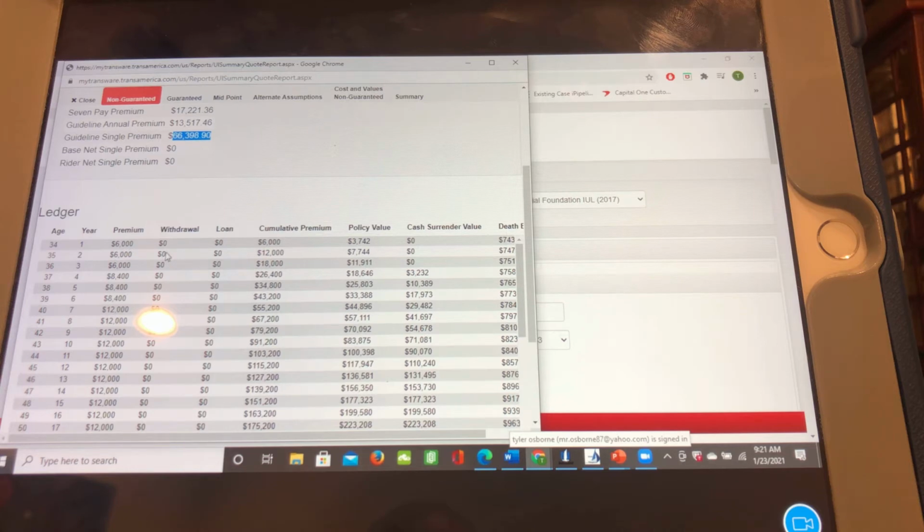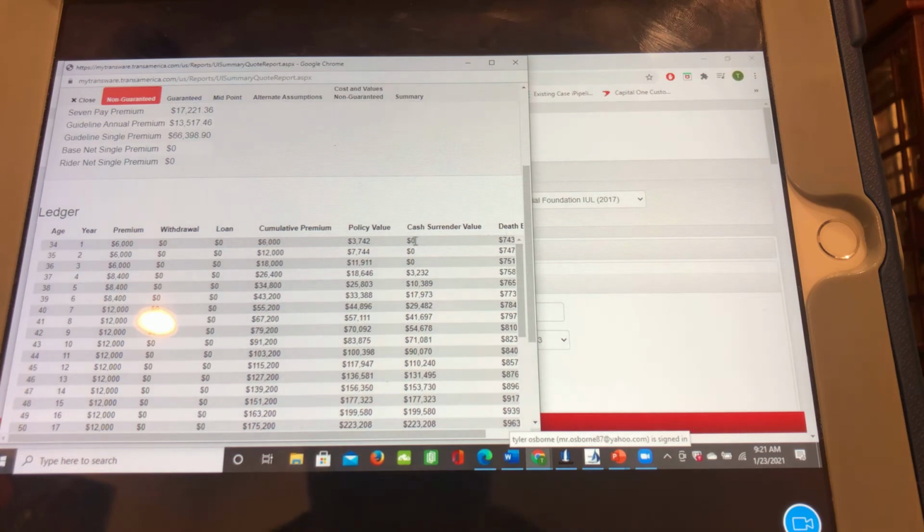So all right, we got here the $500 a month, my $6,000 going in each year. So this is how much you put in. This is how much the policy is worth. This is how much you have access to.